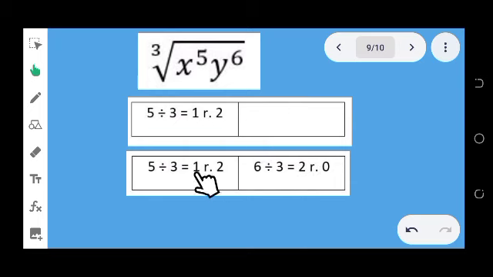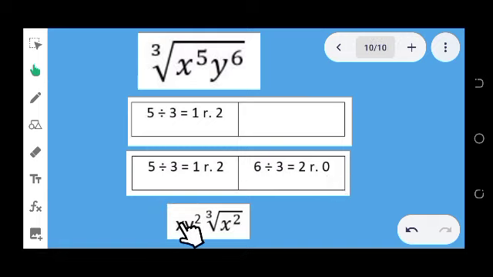Now, for the x, since we have a remainder of 2, then this one, which is the quotient, will be the exponent of x outside the radical symbol, while the 2 is the exponent of x that will remain inside the radical symbol. For the y, since there is no remainder, that means this exponent 2 will be the exponent of the variable outside the radical symbol. But again, since the remainder is 0, nothing is left of the y inside the radical symbol. Therefore, our answer now is x y squared cube root of x squared.